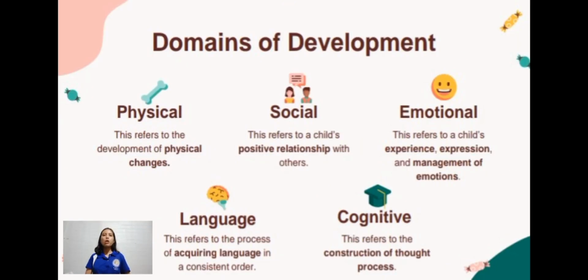The physical domain refers to the development of physical changes such as size and strength. The development occurs in both gross and fine motor skills. The development of the senses and their uses are also part of the physical domain, which is influenced by illness and nutrition. A child's experience, expression, and management of emotions, along with the ability to establish positive relationships with others, refer to the social emotional domain.